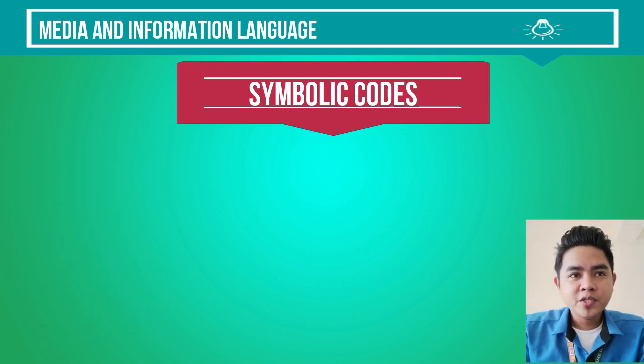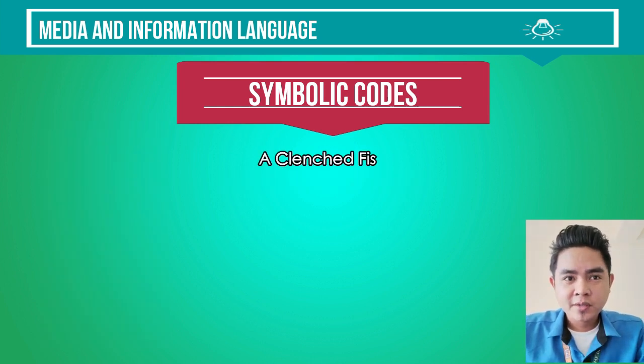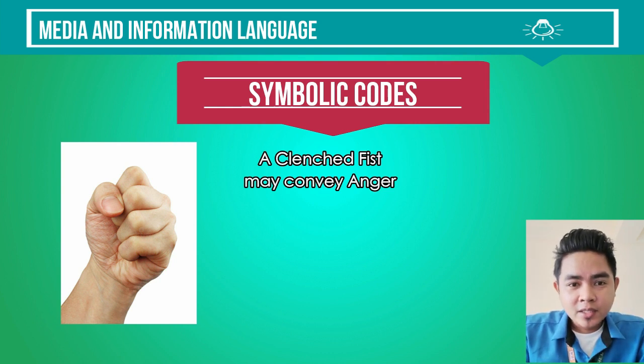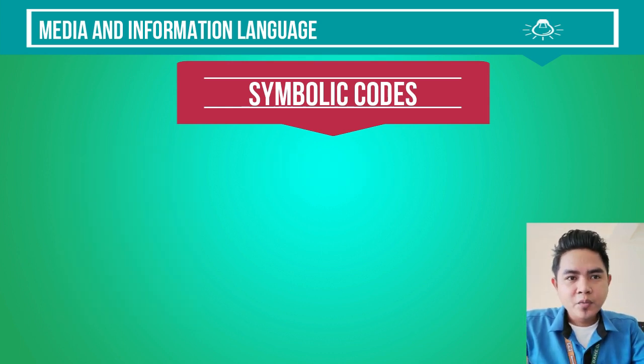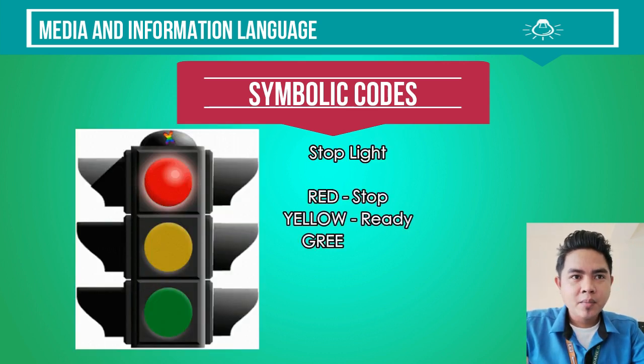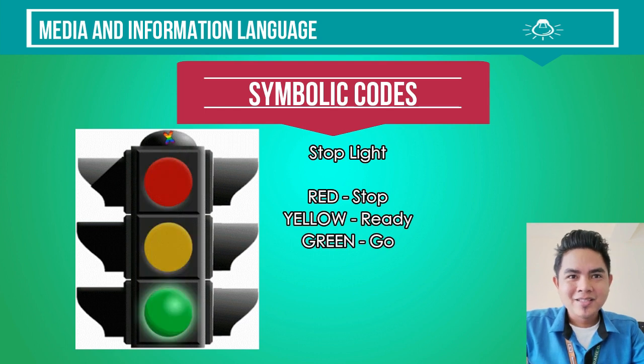Another example of symbolic codes is the clenched fist, no? Clenched fist may be used to communicate anger. Okay, for example, pag ginanyan ka ng parents mo, anong ibig sabihin yan, no? Ang ibig sabihin yan, pag ginanyan ka ng parents mo, ibig sabihin galit sila sa iyo. Okay, so another example of the symbolic codes is the stoplight. Kung makakita ka ng stoplight, di ibig sabihin na mag-stop ka sa gitna ng daan.